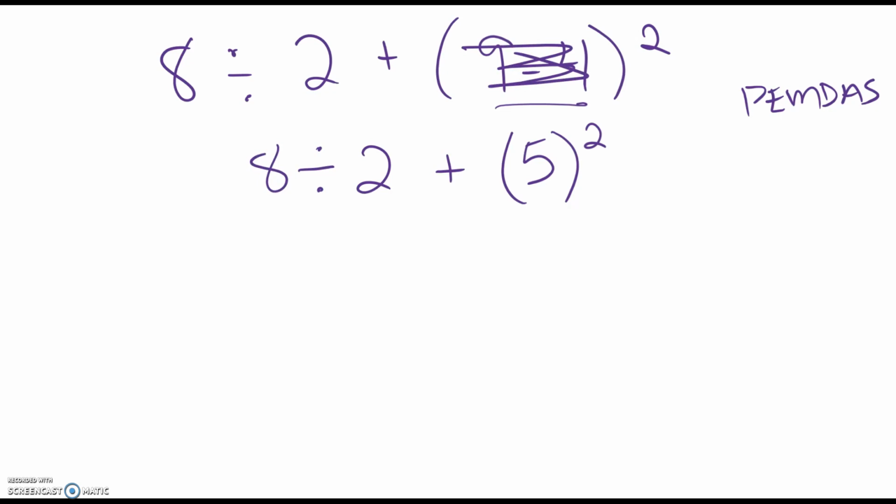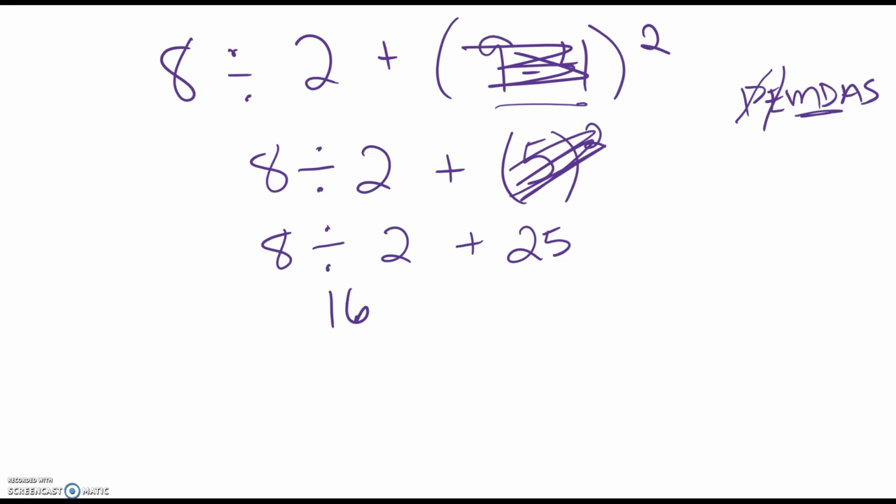Okay, now I deal with exponents. So I've got 5 squared. 5 times 5 is 25. Dealt with that. All right, now I'm going to multiply and divide left to right. So the first thing I run into is this division problem. 8 divided by 2 is, helps if I do the right problems. 8 divided by 2, not times 2. 8 divided by 2 is 4.